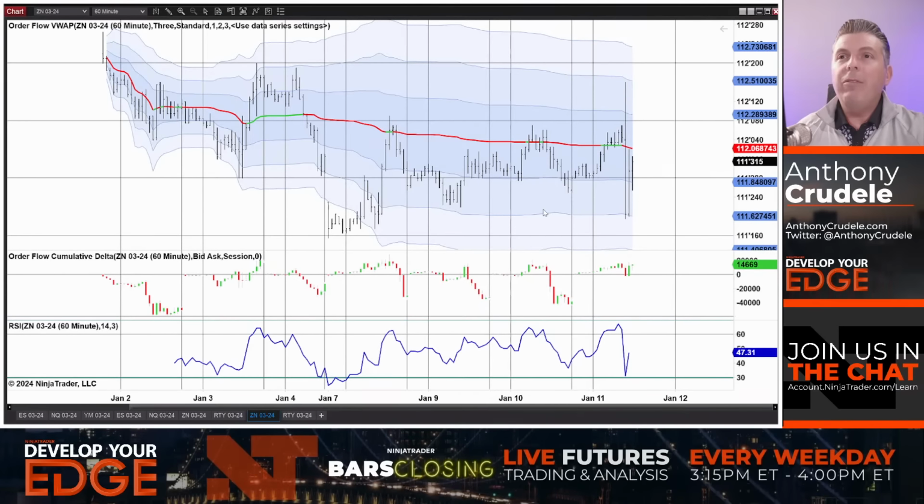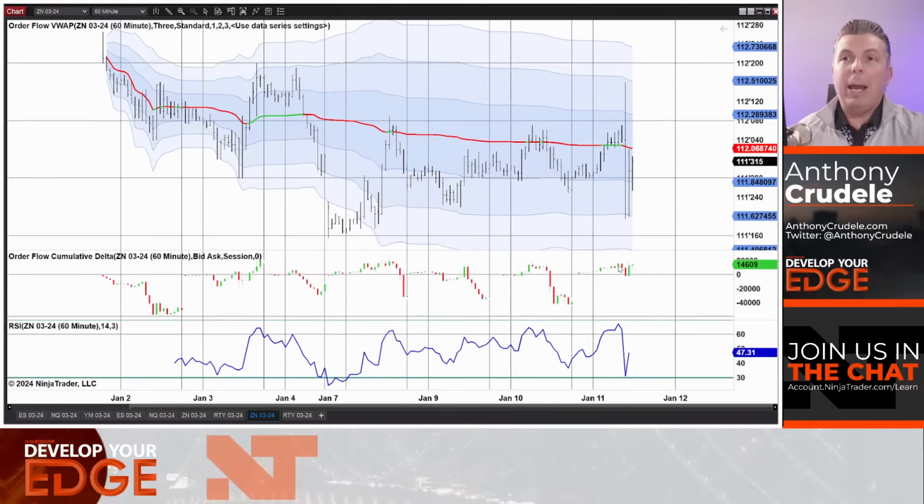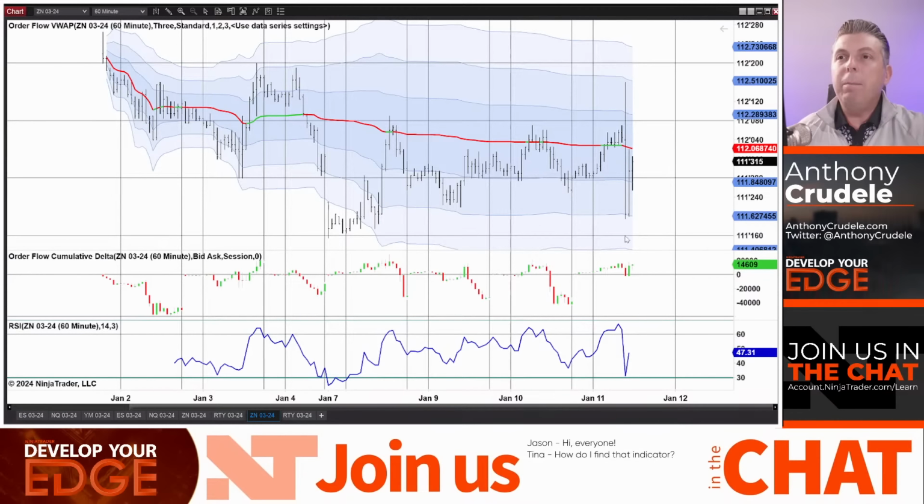When we're above the VWAP, you see the buying starts to try and build. Look at what happens immediately below the VWAP. You see the biggest selling every single time. Look at it right here. Build up, build up, build up, push above it, bang.